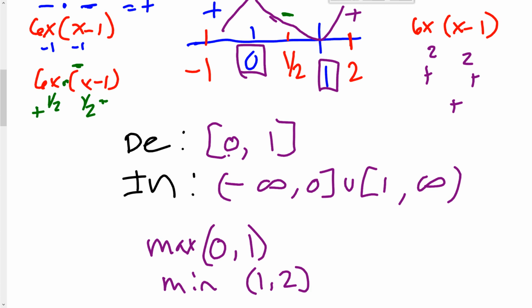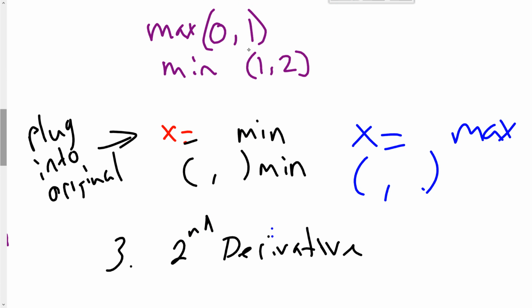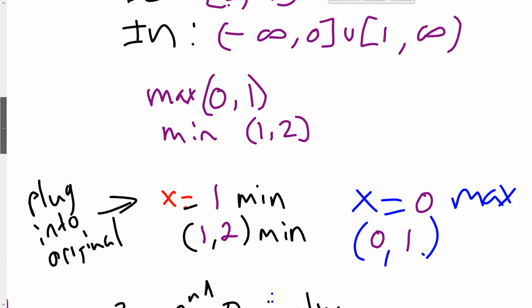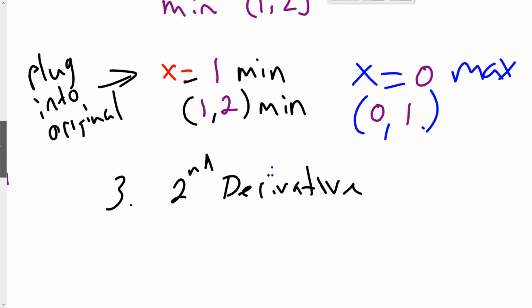So we can graph those points. Our max is at x equals 0, and that point is 0, 1. And our minimum is at x equals 1. Again, we plug these back into the original in order to find their y's. That's what we did earlier. And so that's how we can use the first derivative test and the increasing decreasing test to find those maxes and mins.